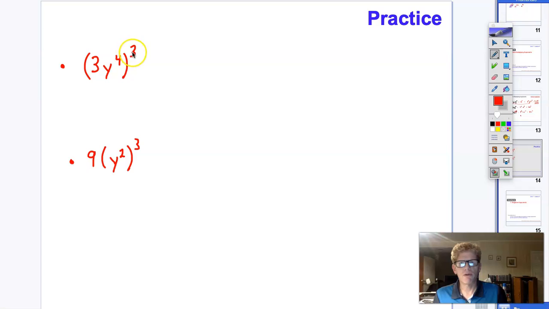3y to the 4th, all together raised to the 3rd power. Once again, I'll take 3 to the 3rd, and I'll multiply that by y to the 12th. 3 to the 3rd is 3 times 3 is 9, times 3 is 27, so 27y to the 12th.